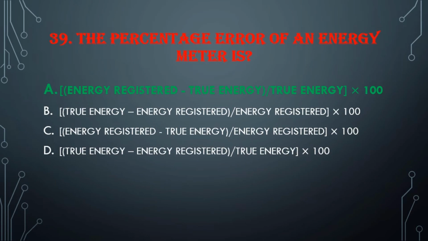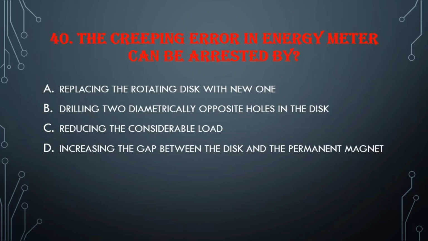The correct answer for this question, my friends, is A, energy registered minus true energy, by true energy into 100. The next question for you all, my friends, is that the creeping error in energy meter can be arrested by. The options are A. Replacing the rotating disc with new one. B. Drilling two diametrically opposite holes in the disc. C. Reducing the considerable load. D. Increasing the gap between the disc and the permanent magnet. And your time starts now.